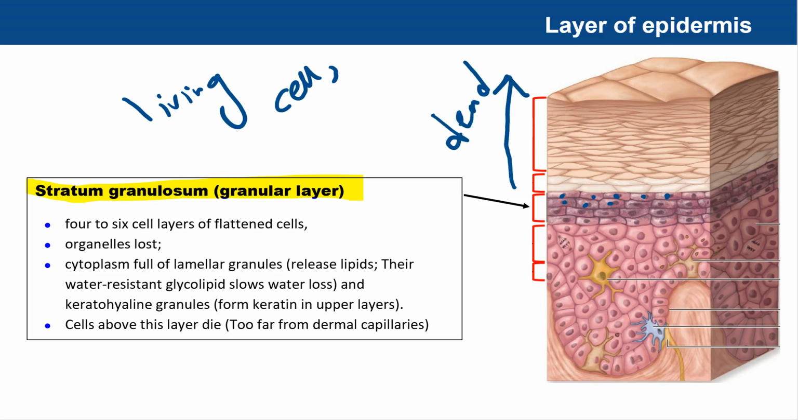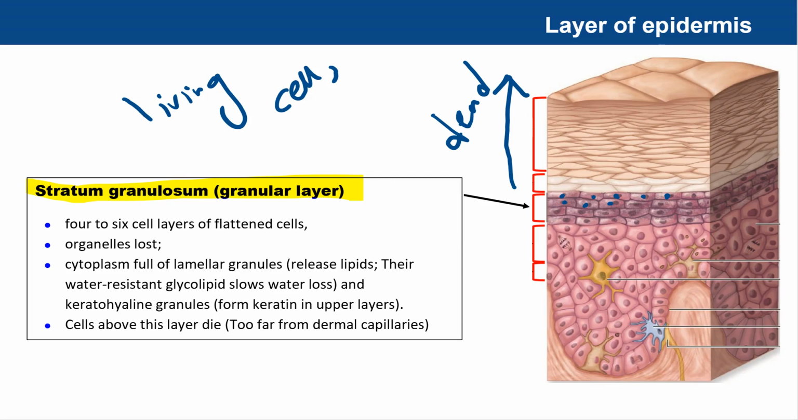It means in the stratum lucidum and stratum corneum, we have dead cells, but the stratum granulosum is the most superficial layer containing living cells. It's composed of 4 to 6 layers of flattened cells. They have a nucleus and abundant granules in their cytoplasm.